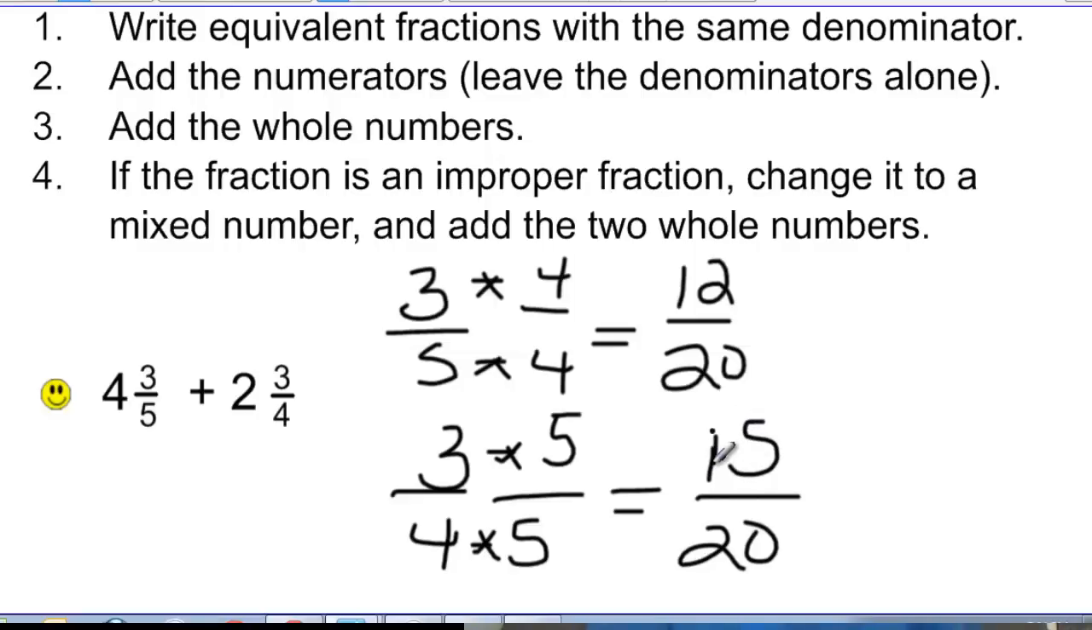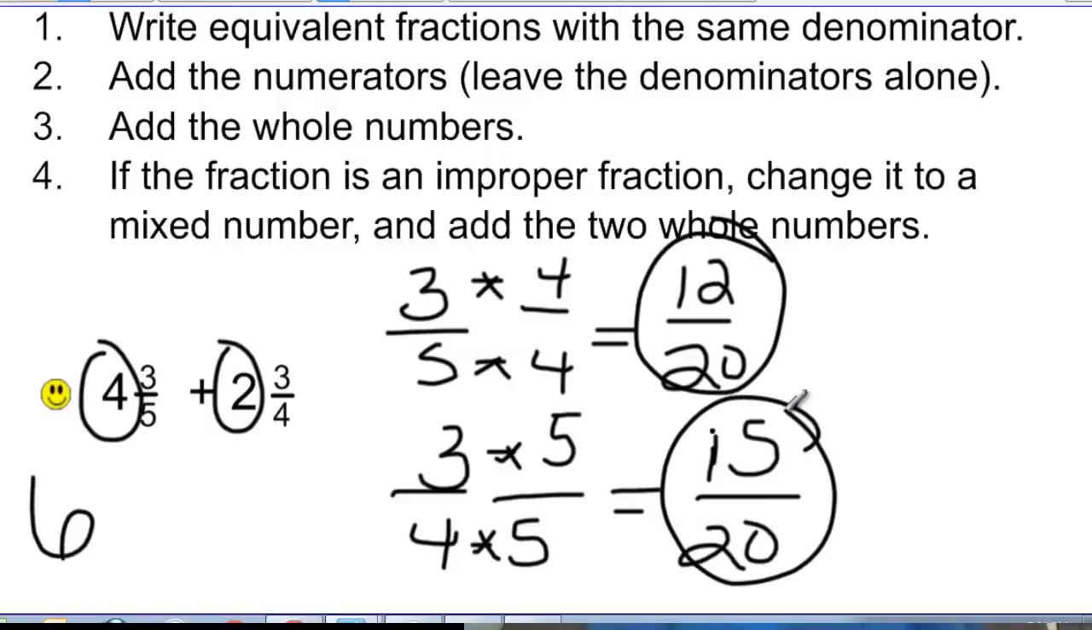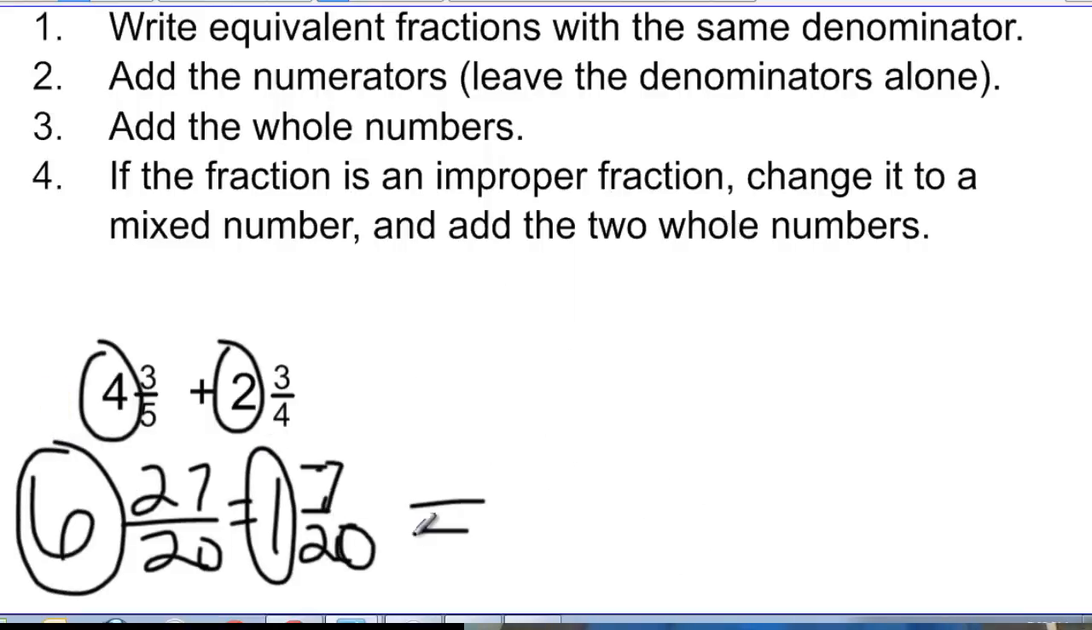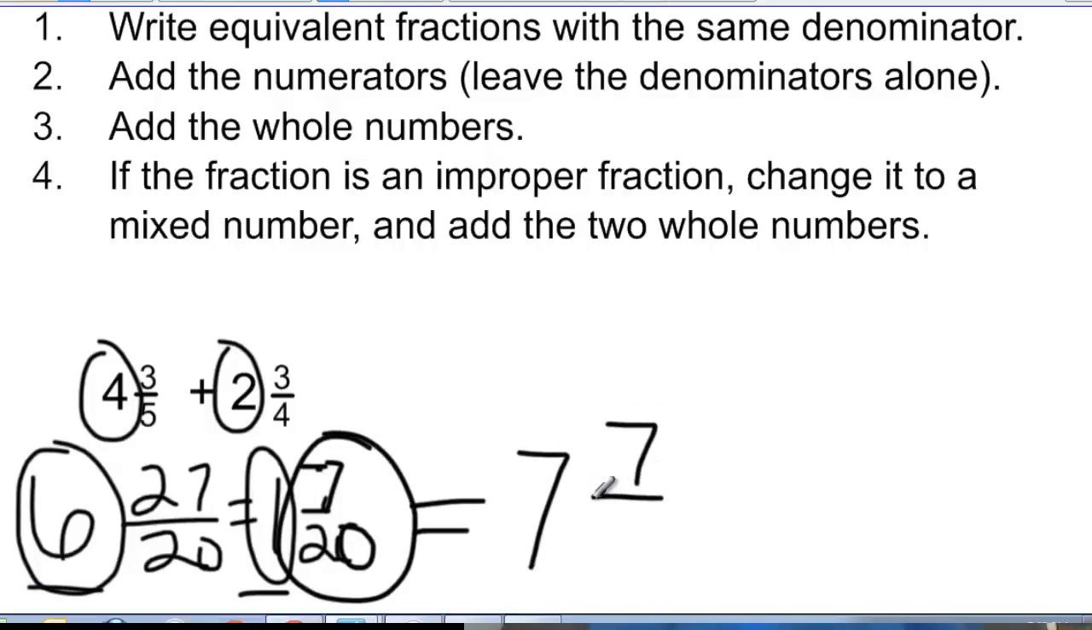So now what I'm going to do is add the whole number parts, add 4 and 2, which gives me 6, and I'm going to add the fraction parts by adding the numerators. So 12 and 15 is 27 twentieths. However, 27 twentieths is an improper fraction, so I now need to change that. So I still have the 6. 27 twentieths is equal to 1 and 7 twentieths, because 20 goes into 27 one time with 7 left over. So now I have to add these two whole number parts together. So I'm going to add the 1 and the 6 and get 7, and then my fraction part is right here, 7 and 7 twentieths.